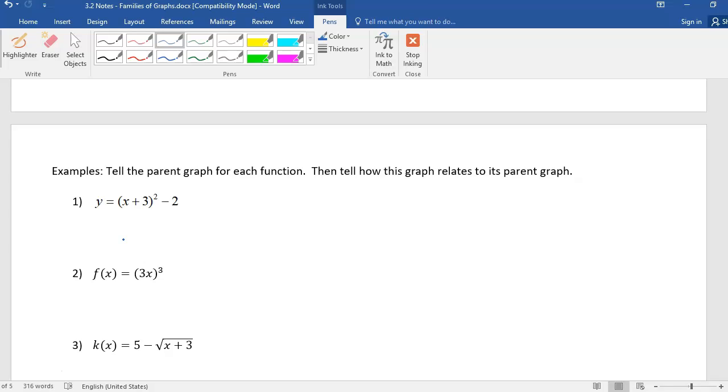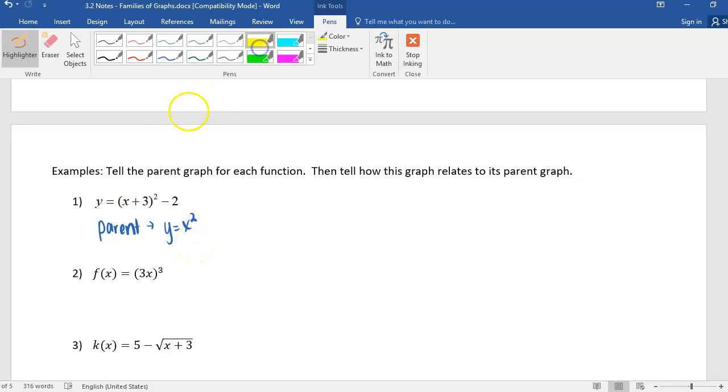So for all of these, the first thing we want to do is look for what the parent graph would be. In this very first one, I see that little square right there, and that tells me that this is a quadratic. So the parent graph here is y equals x squared.